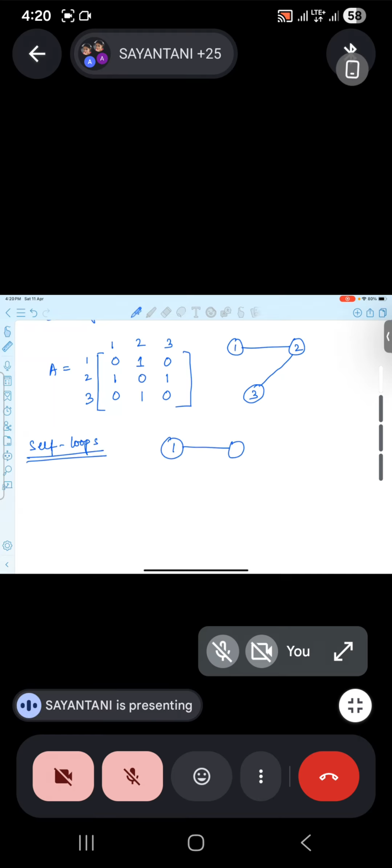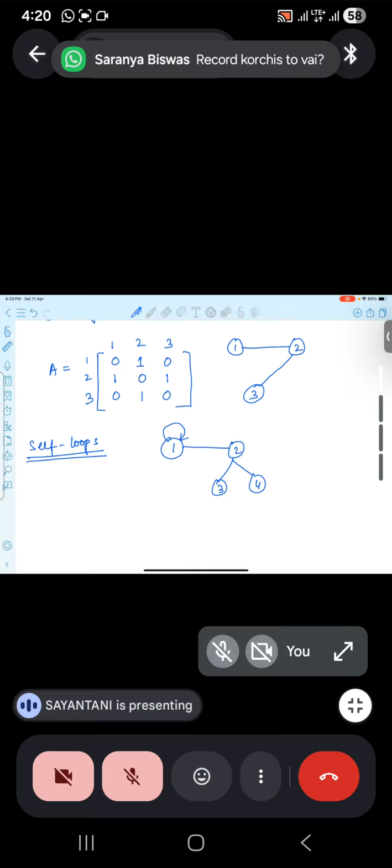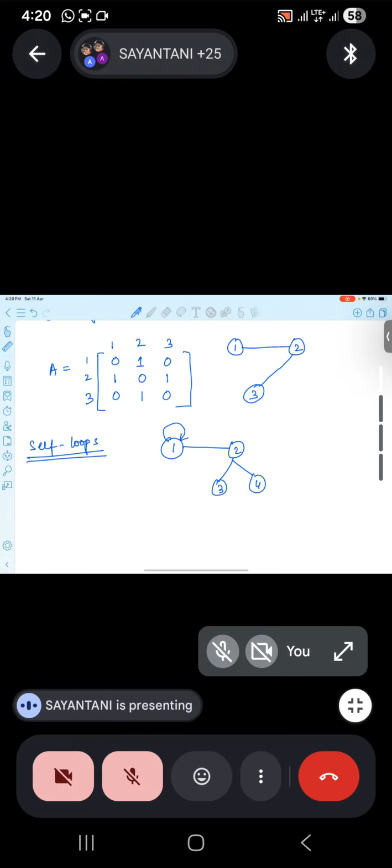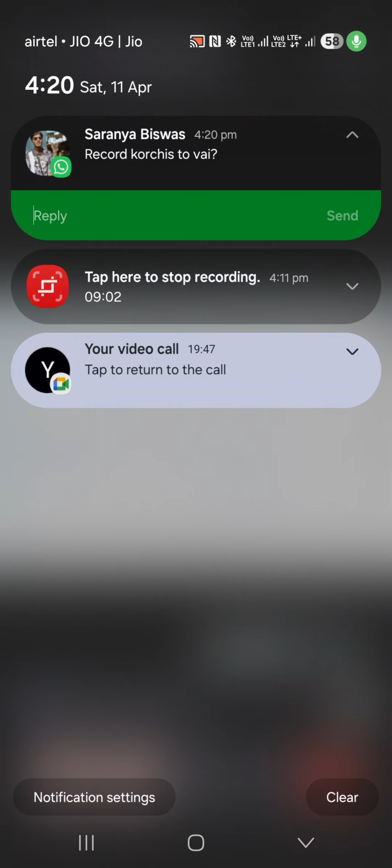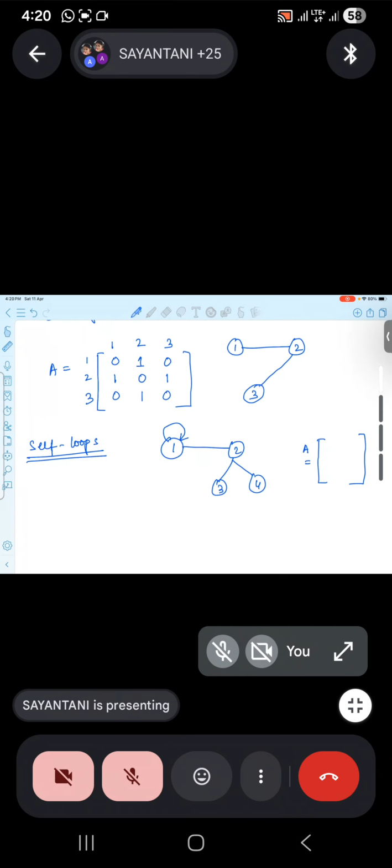So for this graph, suppose you can have a self loop like this, right? If you have a self loop, then accordingly in your adjacency matrix, for 1 and 1, you're going to have some value, say 1, and so on and so forth, right? So now the question is, what is the significance of self loops?